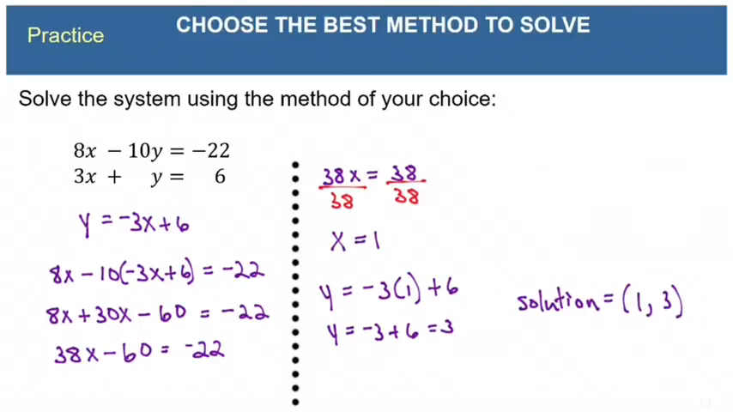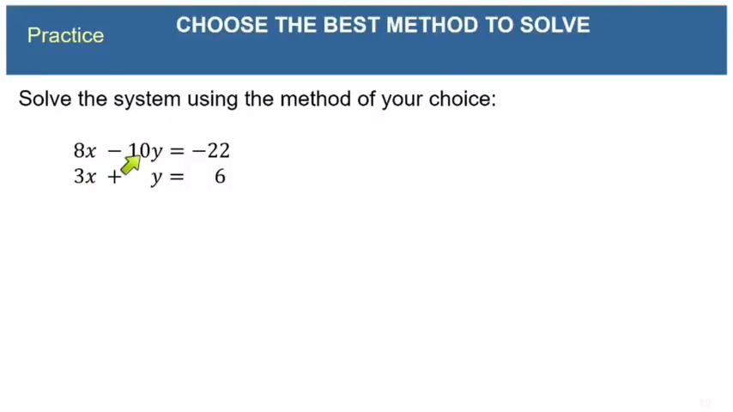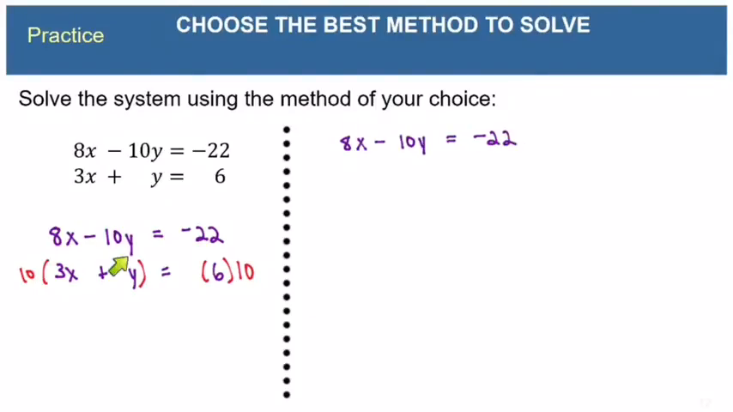Okay, now let's try it by the elimination method, and you can decide which you prefer. To do this by elimination, the easiest thing to do would be to create a coefficient of 10 here. So I'll leave the top equation unchanged, and the bottom equation I just need to multiply everything by 10. That's going to give us, for the top, 8x minus 10y equals negative 22, and for the bottom, 30x plus 10y equals 60. Now add the two equations together.